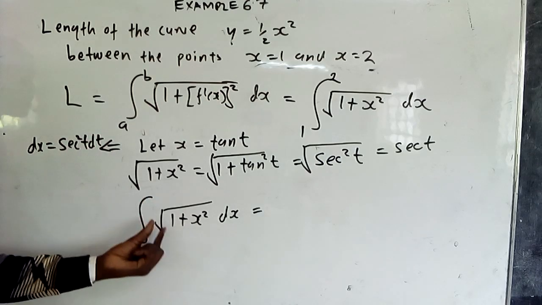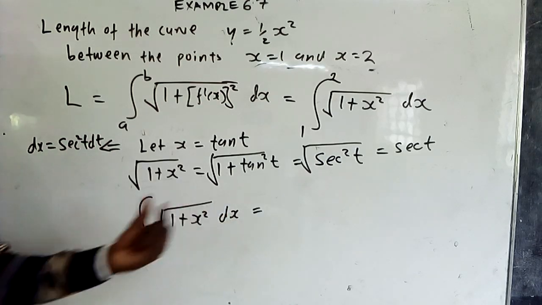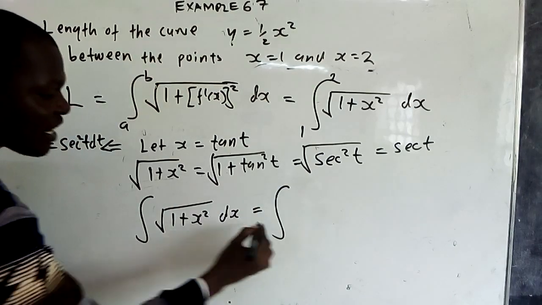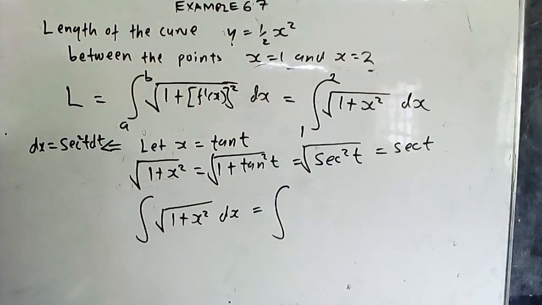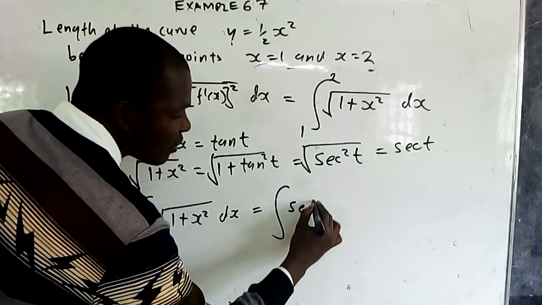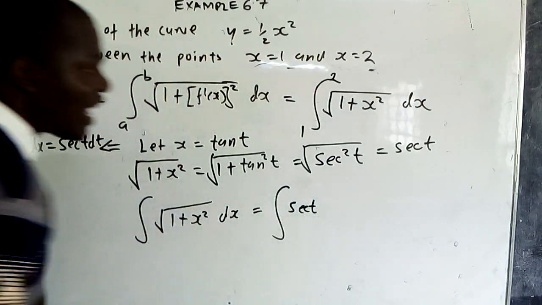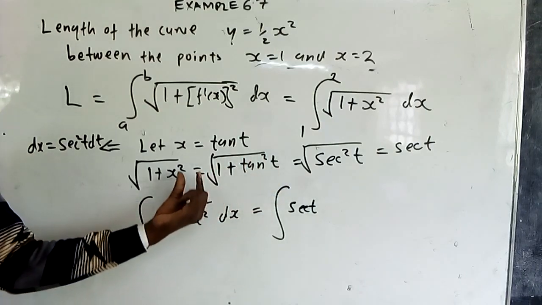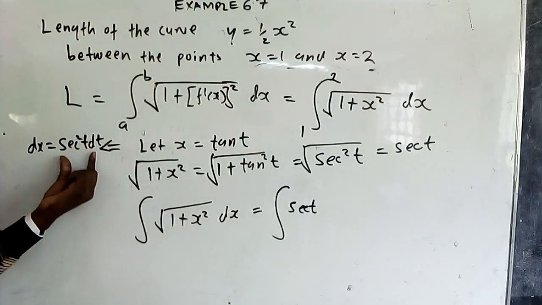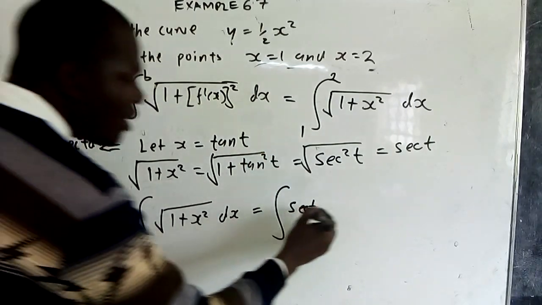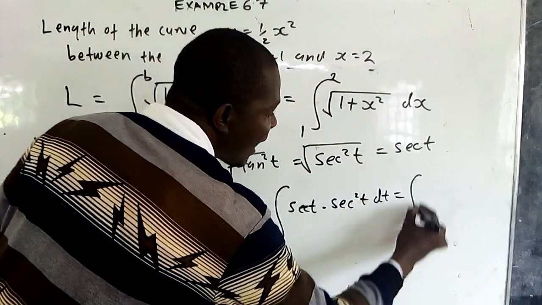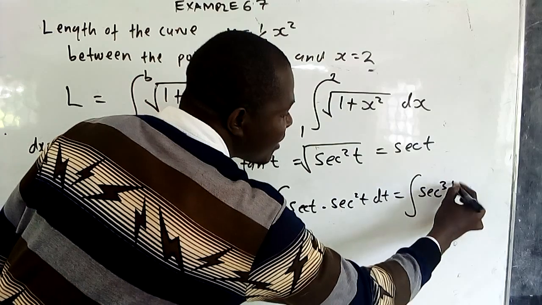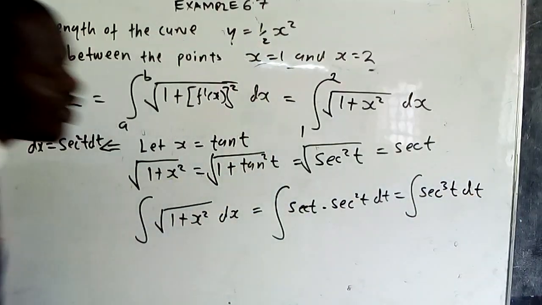So when you are integrating the square root of 1 plus x squared dx, the square root of 1 plus x squared we found is sec t. Then dx we found is sec squared t dt. So in the end, you are integrating sec cubed t dt.